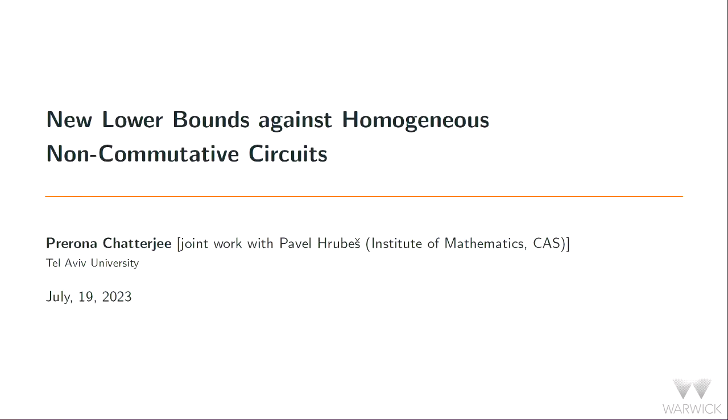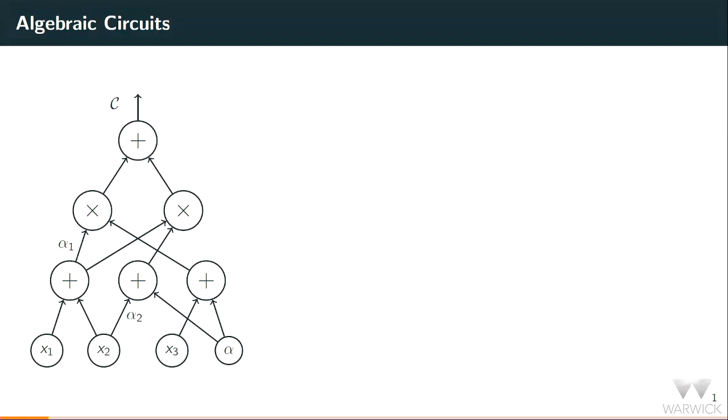I'll be talking about lower bounds again in the algebraic setting, but this is in a different restricted model. Dipanshu has already told what algebraic circuits are, but a quick reminder. They are directed acyclic graphs where the leaves are labeled by either variables or constants from the field, and every internal node is labeled by either addition or multiplication, and therefore compute polynomials in the most natural way. For example, one can check that this is the polynomial being computed by this circuit.